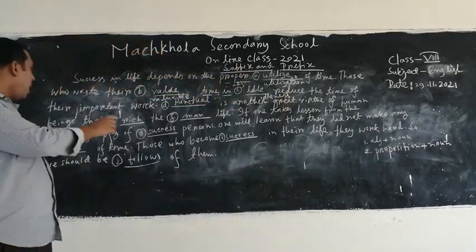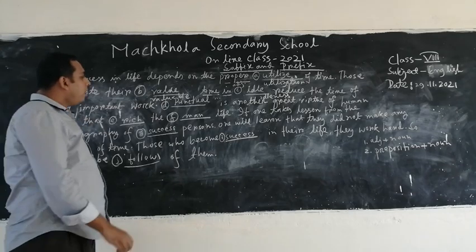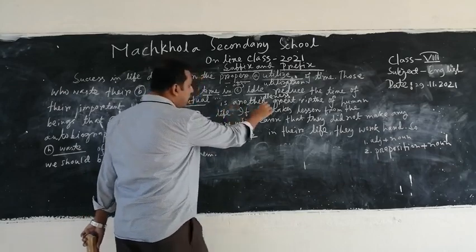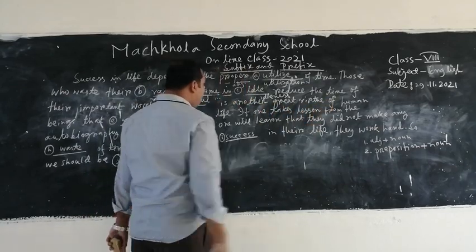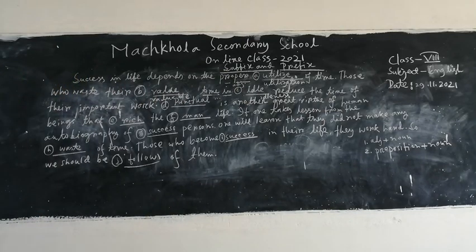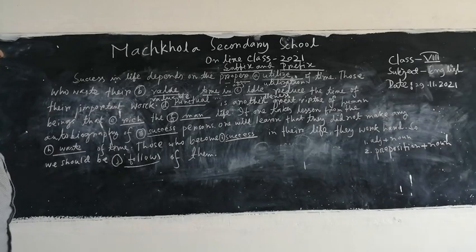Next one. Reduce the time of their important work. Now we have punctual. Is another great virtue of human beings that dash the man's life. Okay, now we will solve this problem. Read the line again and think about it.